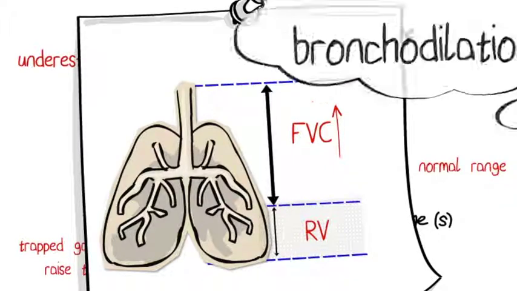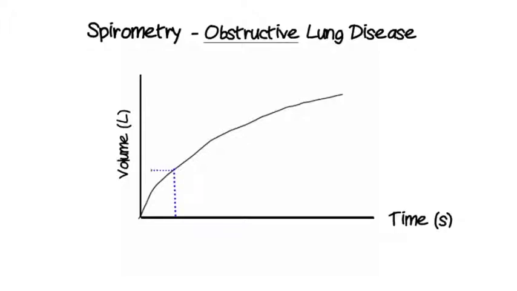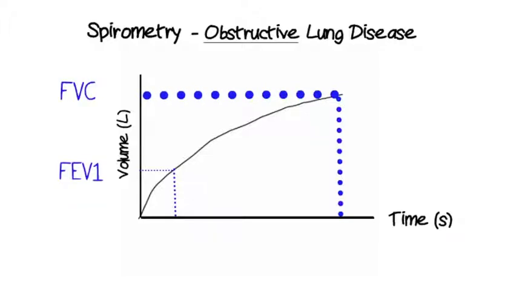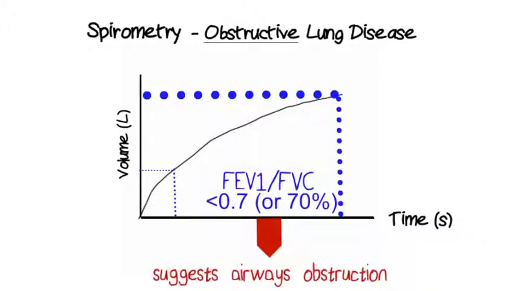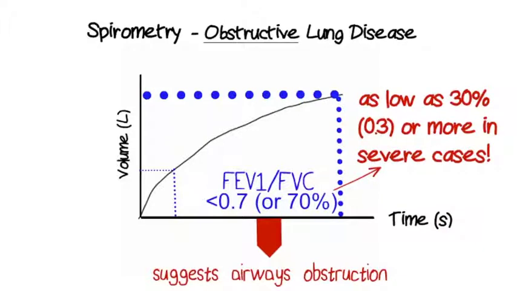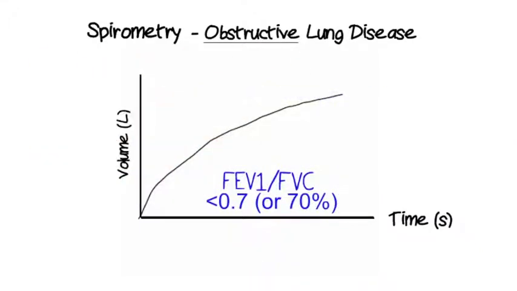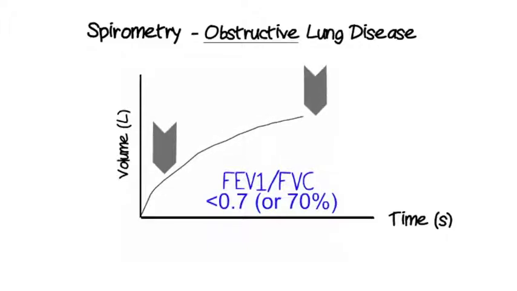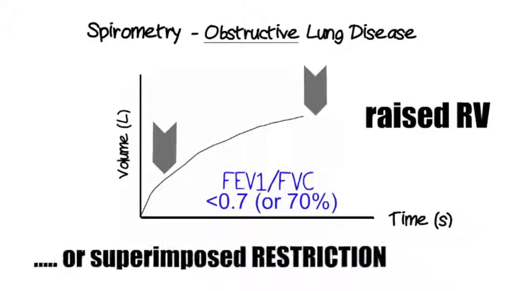Nevertheless, as a rule of thumb, an FEV1 to FVC ratio below 0.7 suggests airway obstruction. The ratio generally declines with airway obstruction severity. In severe cases, it may drop to less than 30%. However, when assessing disease progression, in cases where the FEV1 to FVC ratio does not change, a drop in absolute FEV1 and FVC values will also indicate worsening disease and likely increased air trapping or superimposed restrictive pathology.